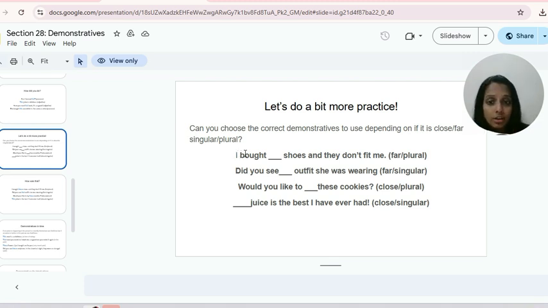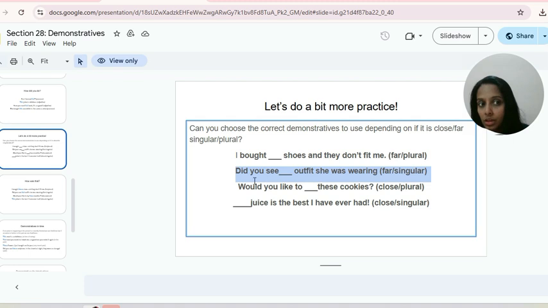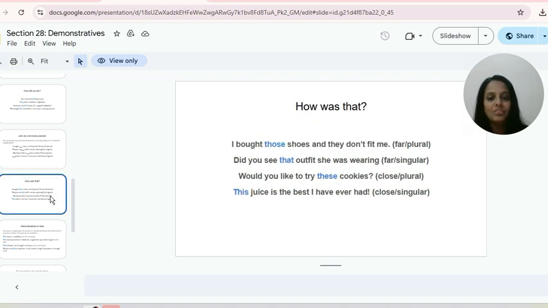Now, read the questions here and try to choose the correct demonstratives to use depending on whether it is very close or far, whether it's singular or plural. I bought dash shoes and they don't fit me. Here we are giving you the clues: far and plural. Based on that, you have to use the correct demonstratives. Did you see the outfit she was wearing? Far and singular. Would you like to dash these cookies? Close and plural. Dash juice is the best I have ever had. Close and singular. Hope you have done it nicely.